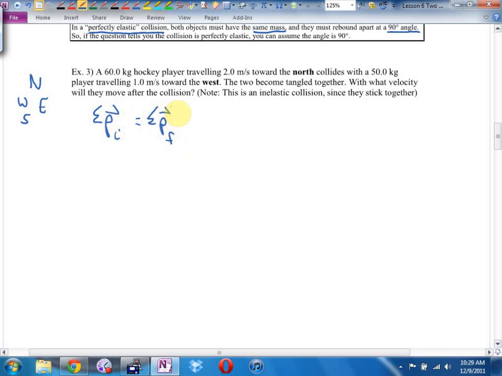Before the collision, what was moving? Mass 1, mass 2, or both? Sorry? Both? Were they stuck together before the collision? Okay. So I'm going to say this. Before the collision, I have mass 1 initial. That'll be the first hockey player, Andrew. Plus mass 2 initial. That'll be the second hockey player. Equals... wham! Collision. After the collision, who's moving? Mass 1, mass 2, or both? Both stuck together or separate?